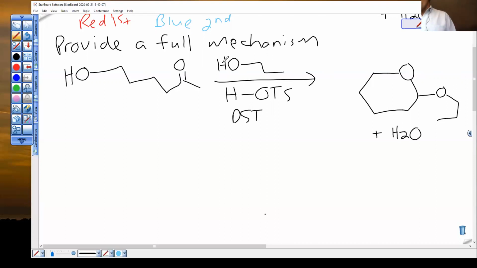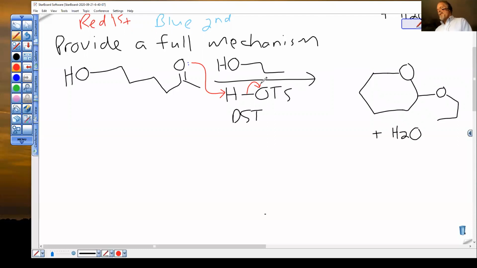Which brings up a good point that I wanted to talk about. Your first step will be in red. What is this first step? Why are we doing this first step? Why are we protonating the carbonyl oxygen? Because we need to activate it.